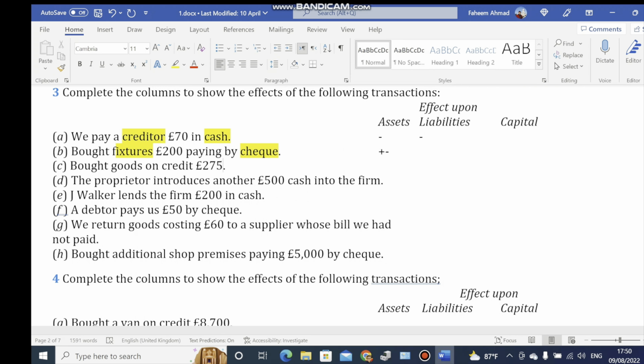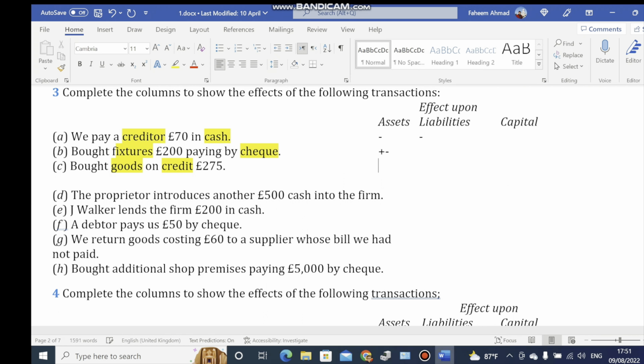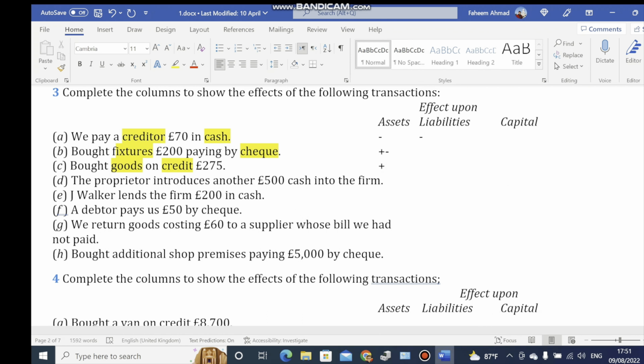Next is transaction C. Bought goods on credit. So here I can identify goods and on credit. These are the two accounts involved. Goods, inventory are assets. When we bought goods, goods are increasing in the business, positive. And then we bought goods on credit, which means our liability is also increasing. So that's why I'm putting a positive sign in front of liabilities.